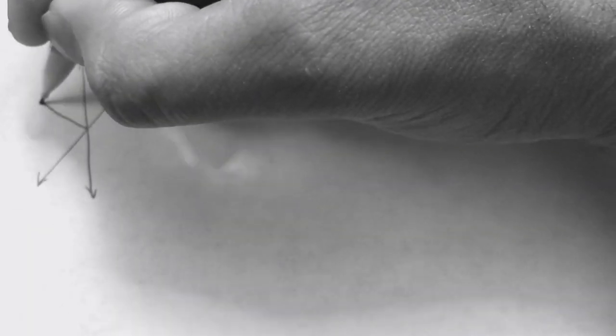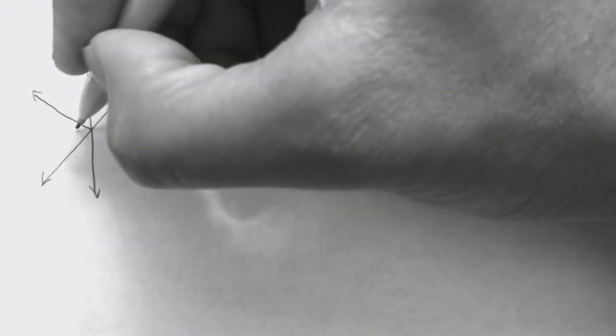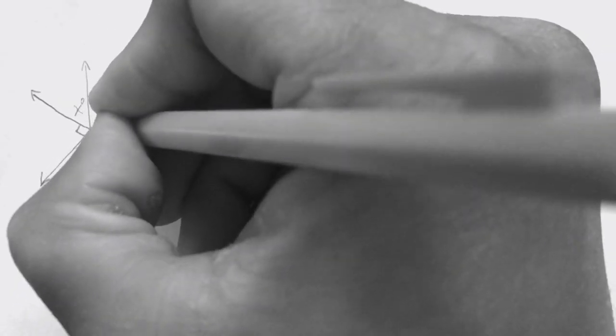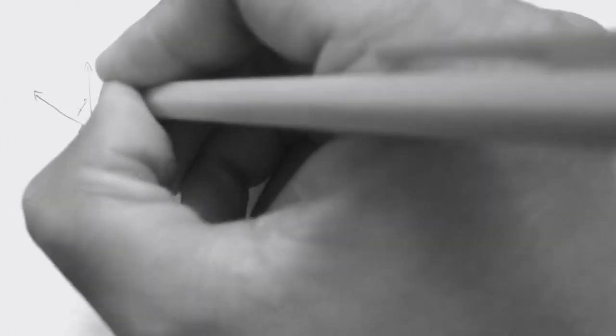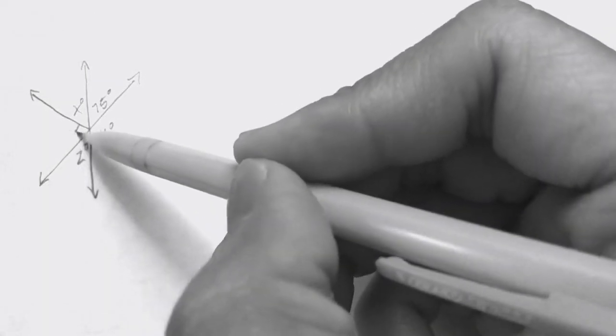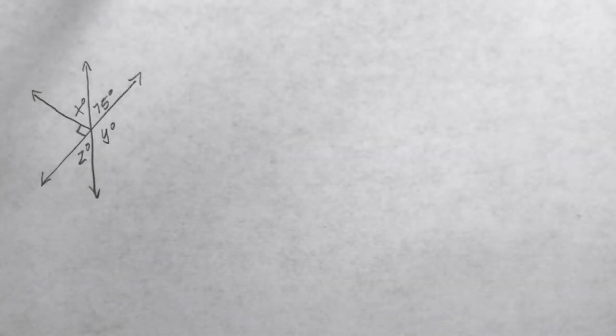All right, here we go. For our first example, we'll have a diagram that looks something like this. We're going to find X, Y, and Z. We're given a 90-degree angle and a 75-degree angle.